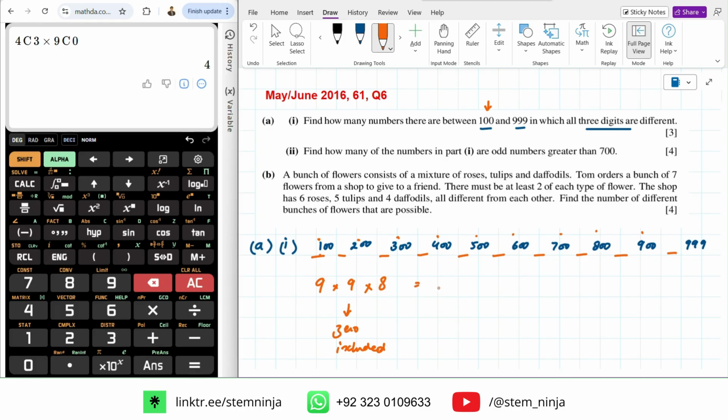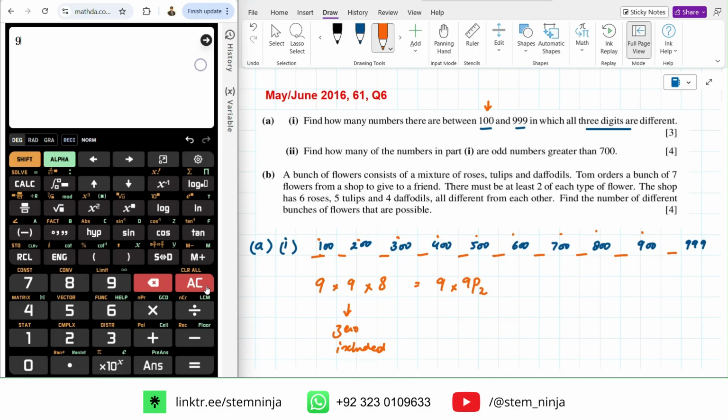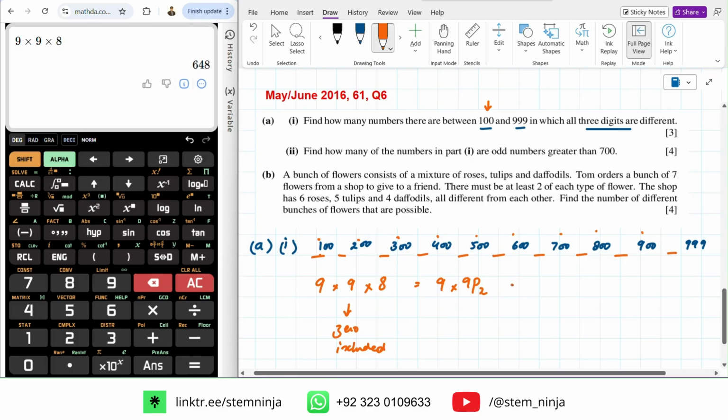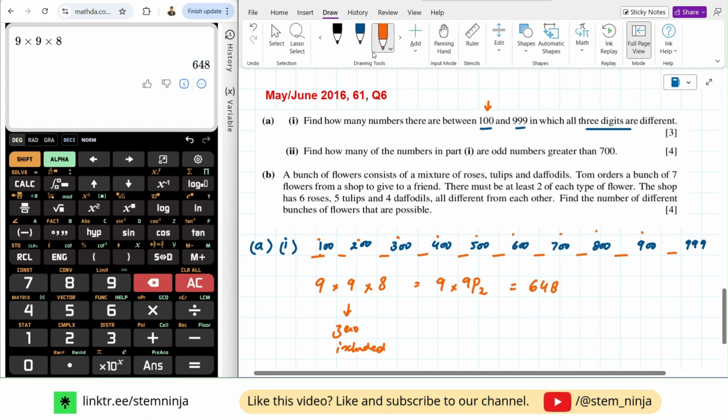You can also write it this way. So you can have 9 times 9P2. This would give you the same answer. So 9 times 9 times 8. This is 648. Now, find how many numbers in part 1 are odd numbers greater than 700.